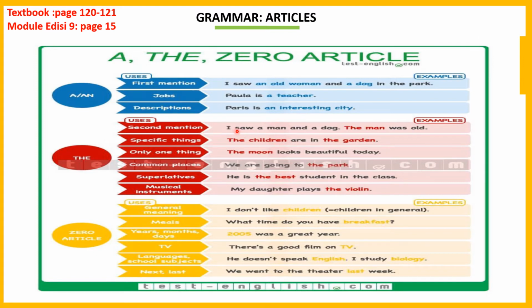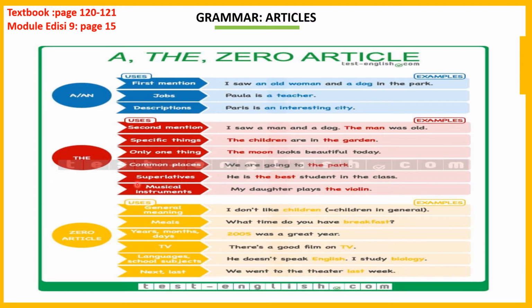For example, I saw a man and a dog. And then when we want to mention the man for the second time, we will use the man. And then specific things, we use the: the children, the garden. Only one thing: the moon, the sun, the earth. So we use the word the. For common places: going to the park, going to the library, we are going to the canteen. So we use the for common places.